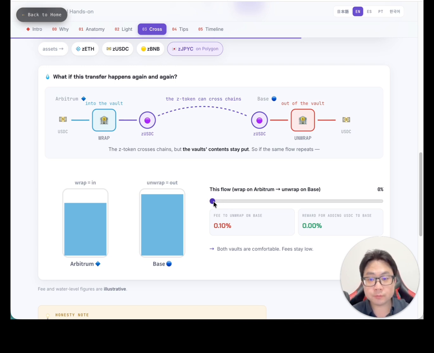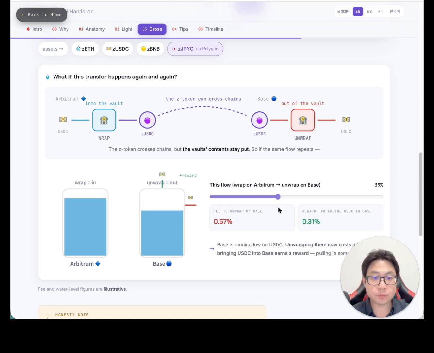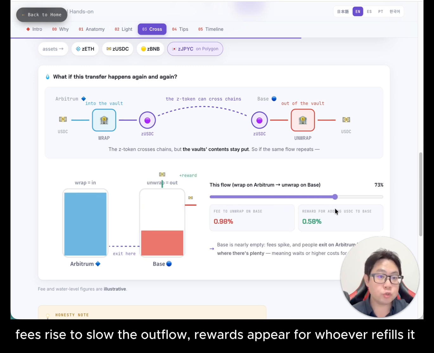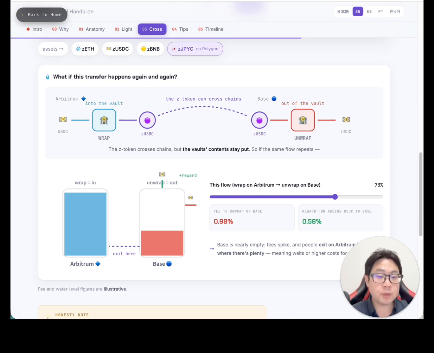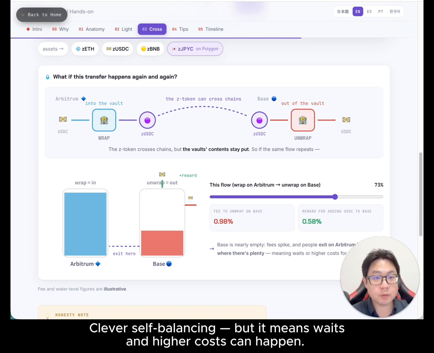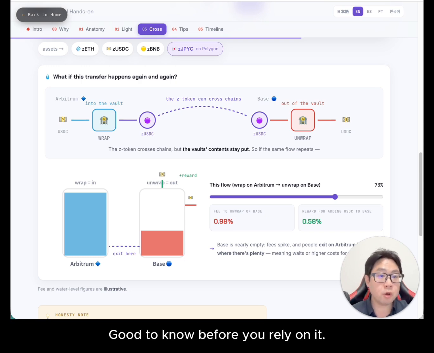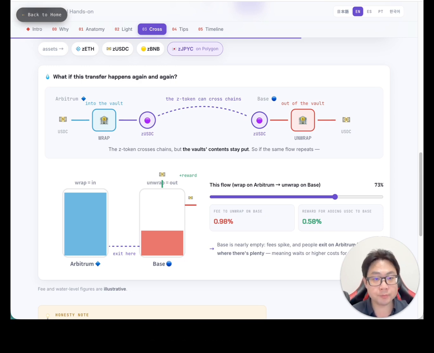So, fees rise to slow the outflow, rewards appear for whoever refills it. It's clever self-balancing, but it means waits and higher costs can happen. Good to know before you rely on it.